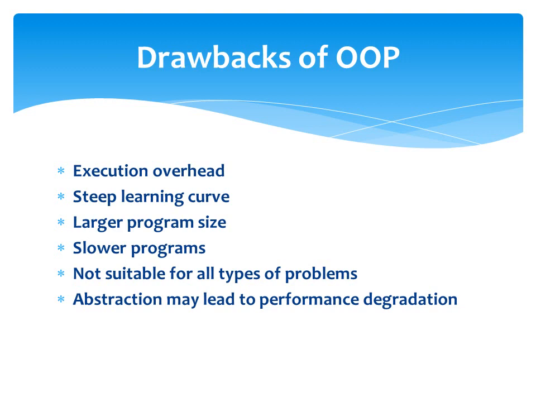Third, large program size. Since object oriented programming is used for solving real world problems, the size of programs is very large. Fourth, slower programs. Since the size of object oriented programs is large, the programs are slower in execution.